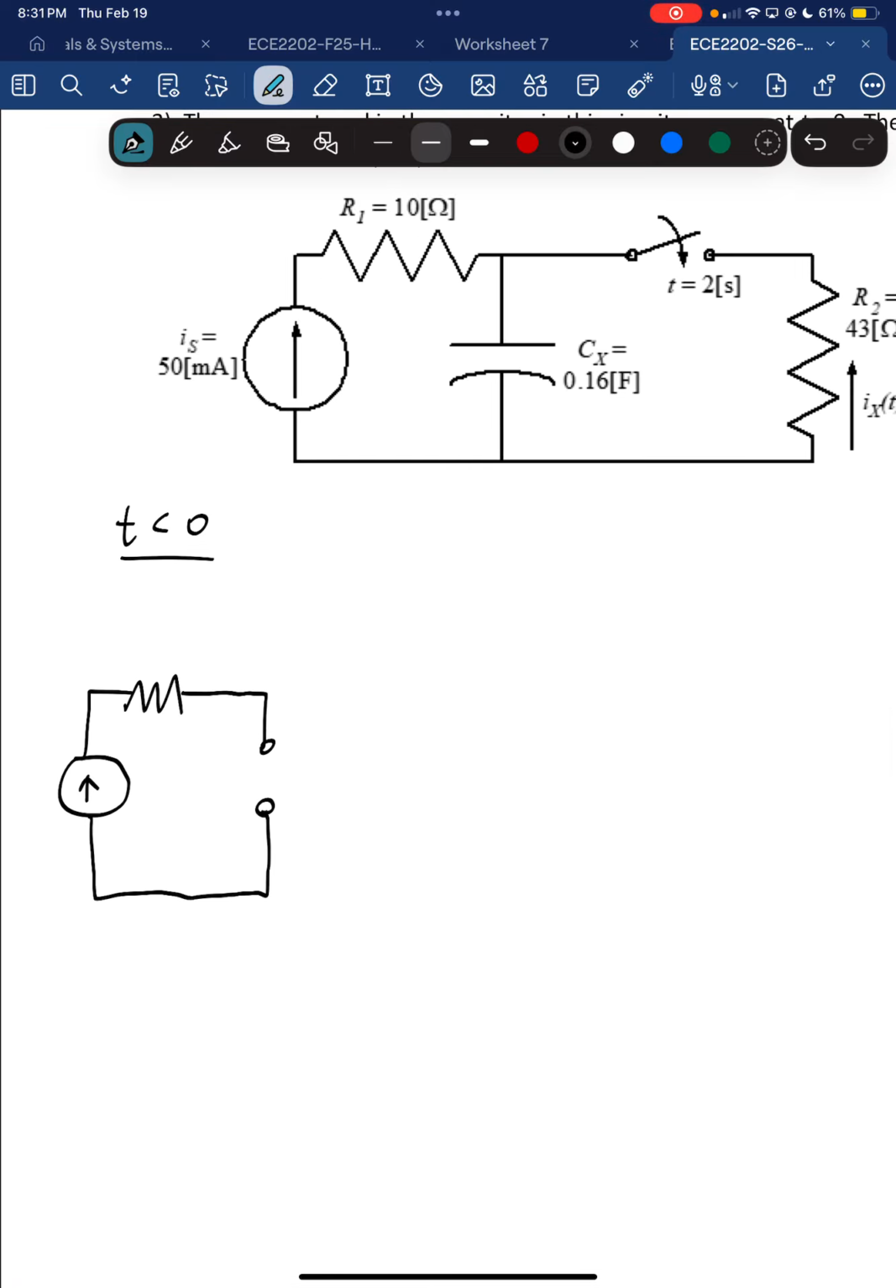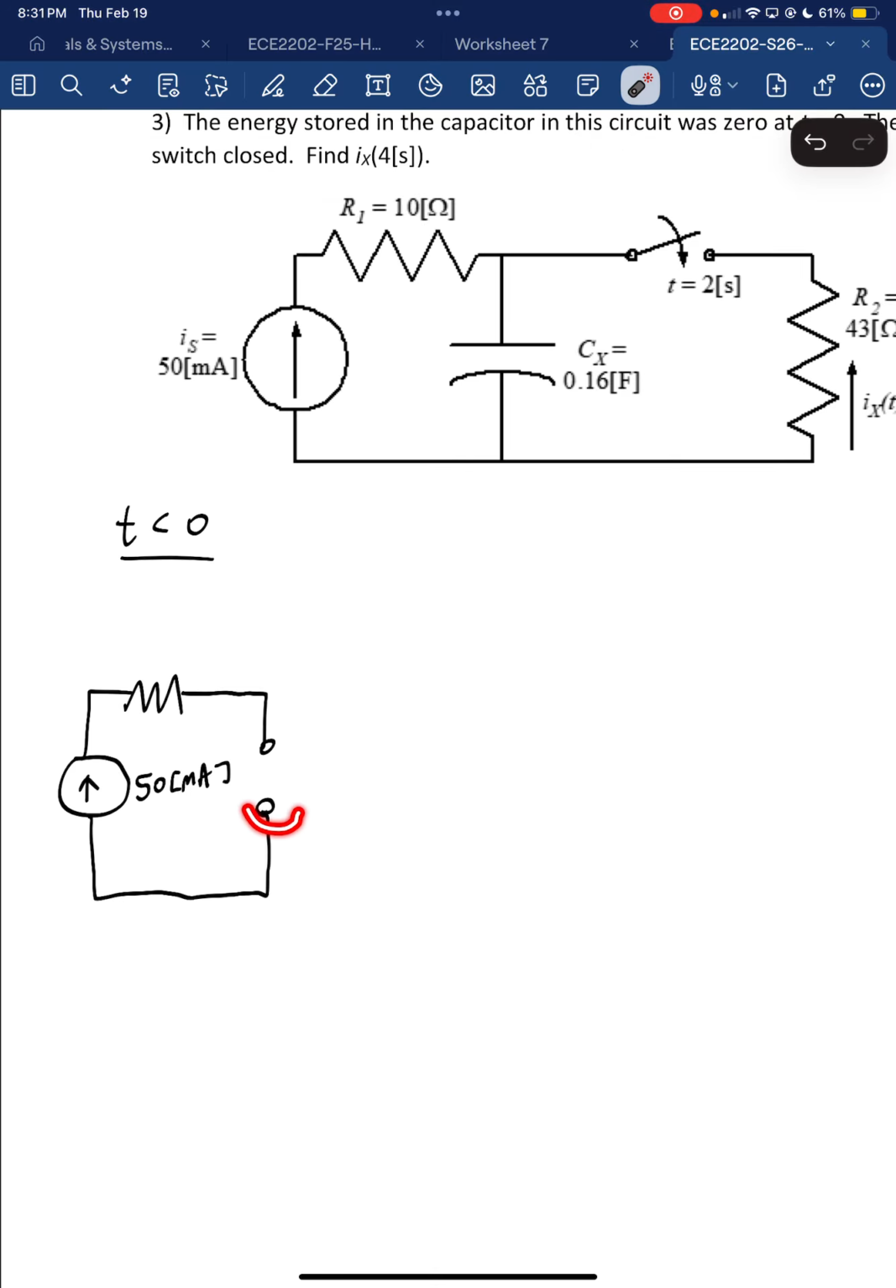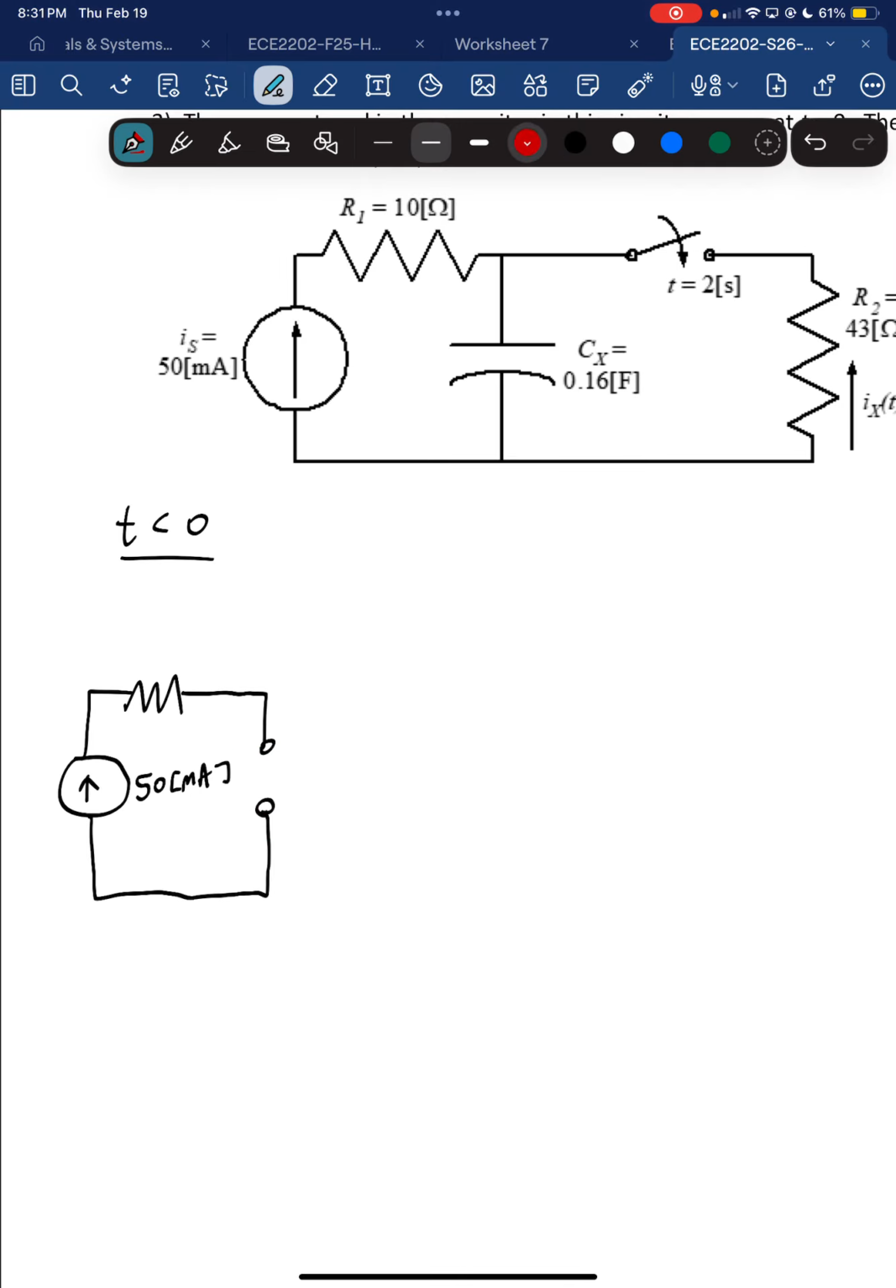You have a current source with 50 milliamps, and you have an open circuit. And by definition, open circuits tell you that there is zero current flowing into it. So something's going on, right? Something's not right, okay? This is where you have to handle it a little bit differently than normal.